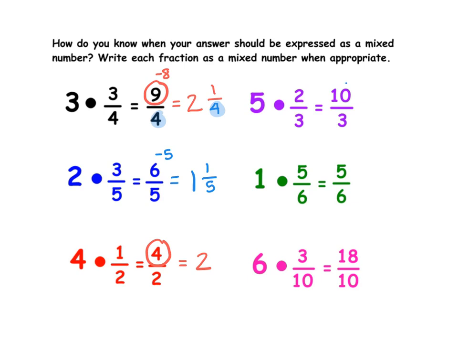Here I have 10/3. 10 is greater than 3. I can write that as a mixed number. 3 divides into 10 3 times because 3 times 3 is 9. Let's subtract to find our fraction remainder. 10 take away 9 is 1, so that's 3 1/3.